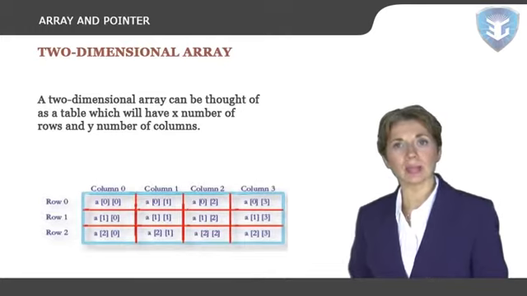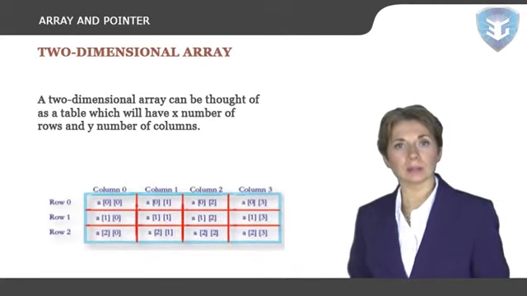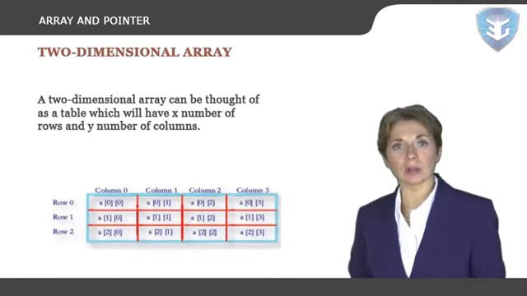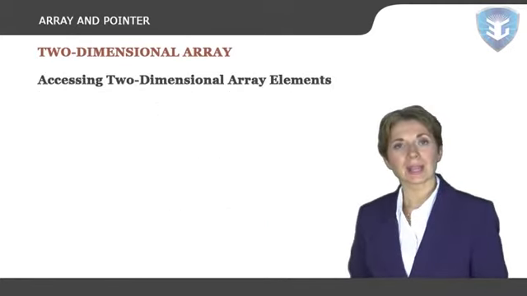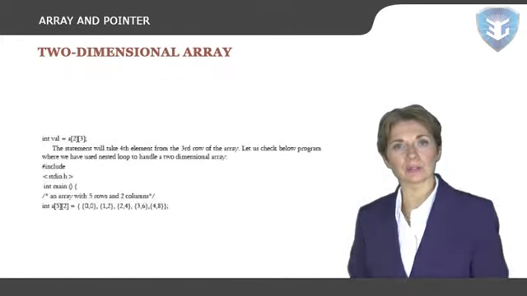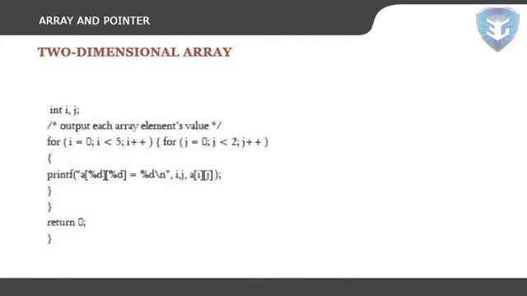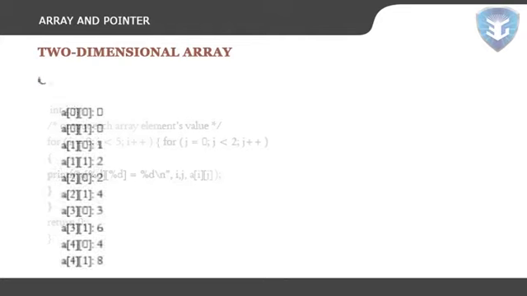A two-dimensional array can be thought of as a table which will have x number of rows and y number of columns. A two-dimensional array A, which contains 3 rows and 4 columns, is as shown on the screen. Accessing two-dimensional array elements: an element in a two-dimensional array is accessed by using the subscripts, i.e. row index and column index of the array. Let's see an example on the screen. Output of the program is on the screen.